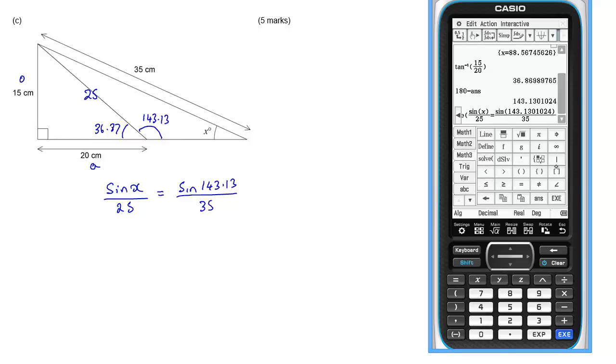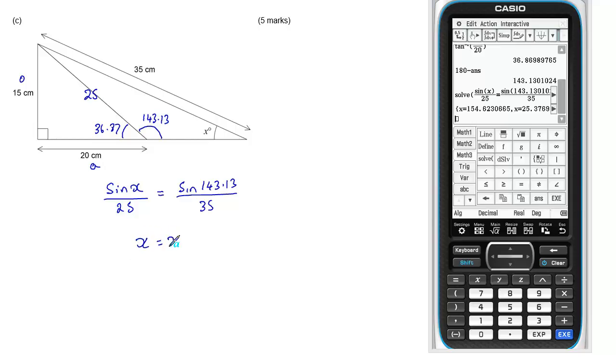And we could use a given statement here as well because we're in a triangle. So 0 is less than or equal to x, which is less than or equal to 180. And execute. Now it's given us two angles. It's given us an obtuse and an acute. But we've already got an obtuse angle in this triangle, so it's got to be the acute one. So that's going to be 25.4, correct to 1 decimal place.